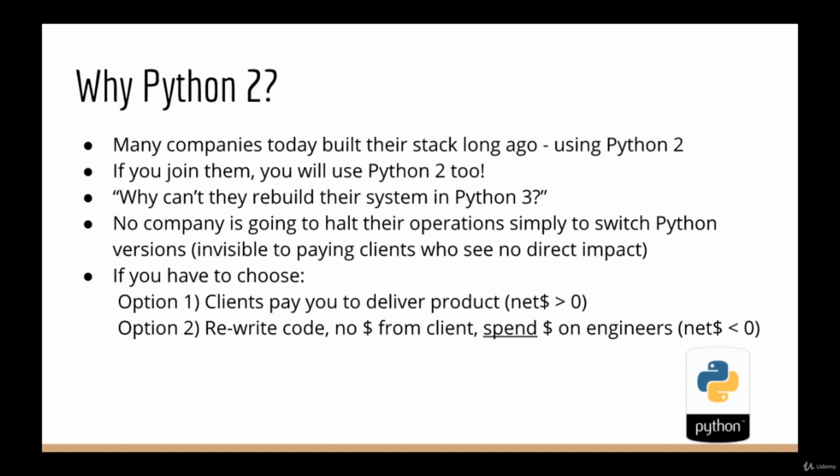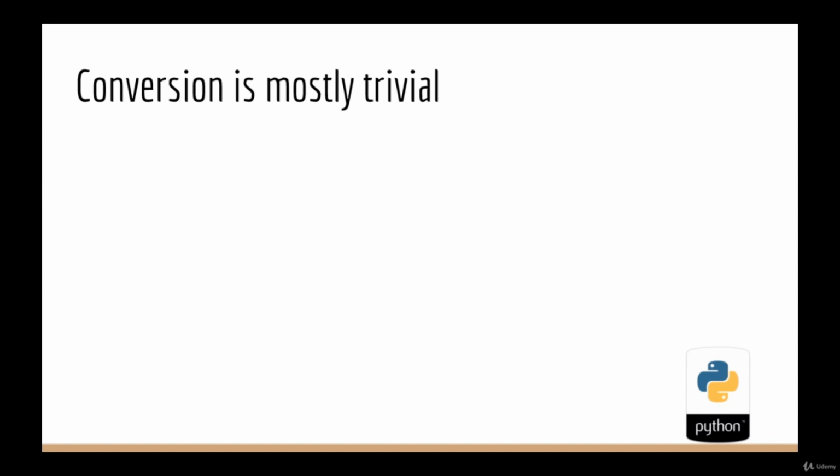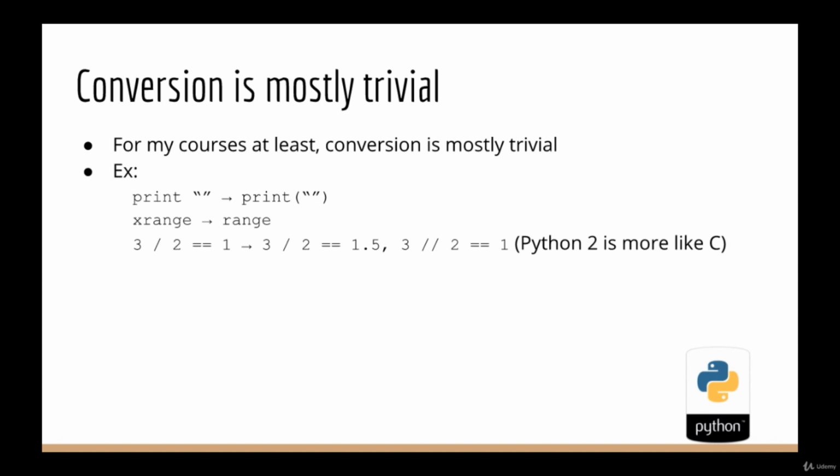That means if you join such a company, you'll be forced to learn Python 2 syntax. There will simply be no way around you having to learn Python 2. At the same time, the differences between Python 2 and Python 3 are usually trivial. For example, instead of print with a space after it, print works like a function, so it has to have parentheses. Another example is that we use range instead of xrange, which both return generators rather than lists.